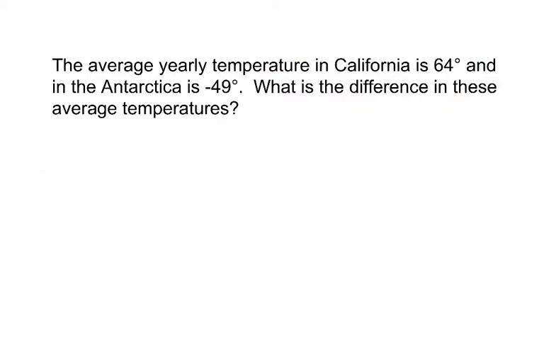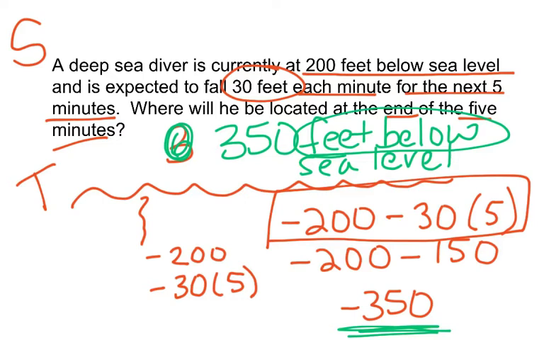Okay, let's go back to that one. Looks like I forgot some things, right? So here's our answer. We got negative 350. We rewrote our answer using the words below sea level. Is that reasonable? Or R?